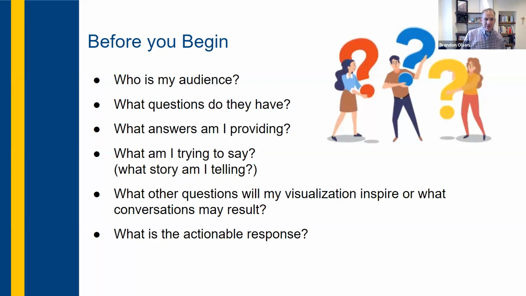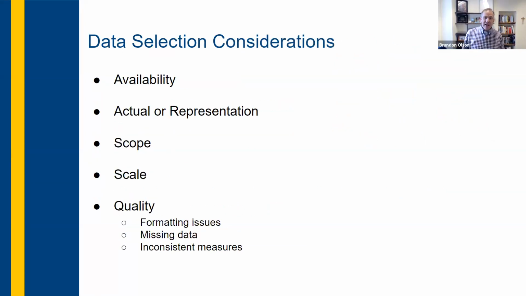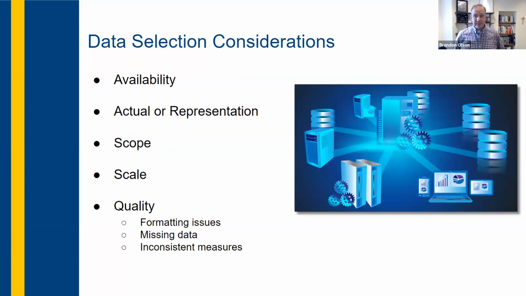So these are the elements, or these are the questions that you should be asking even before you think about what type of visualization you want to do. You need to consider these factors. Now, another thing to consider is the data. So what data do we have available to us to conduct analysis on? Is it an actual measurement of what we're trying to answer, or is it kind of a representation of the measurements that we're going to be answering?